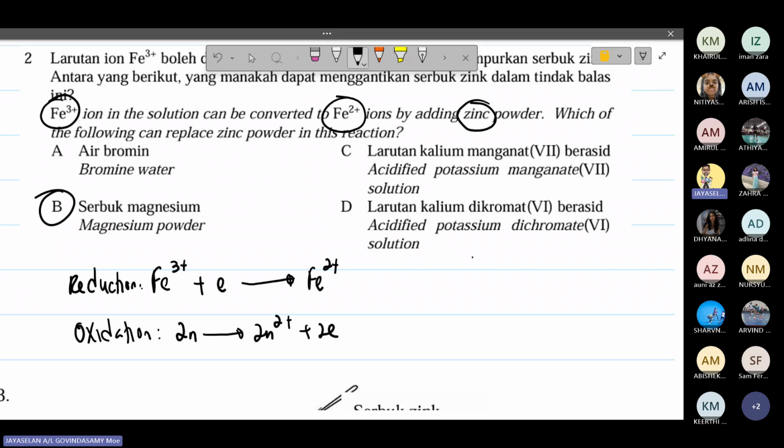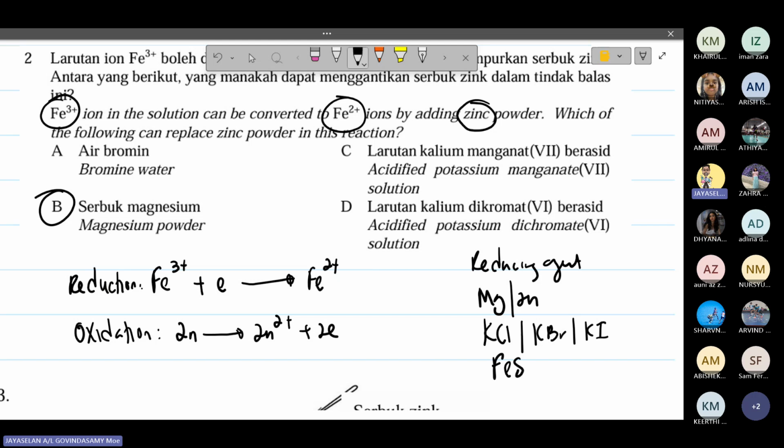What are the reducing agents you must memorize? Reducing agents that you must memorize: magnesium, zinc, more electropositive metals, KCl or KBr or KI solution, or NaCl, NaBr, or NaI solution, or iron 2 sulfate solution. Okay, these are the reducing agents that undergo oxidation.